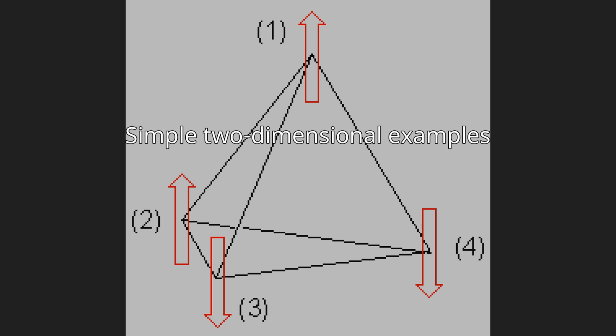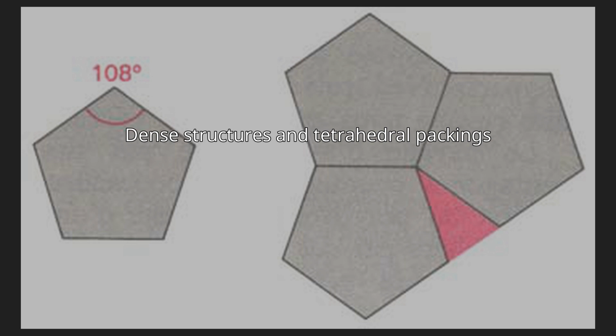The final structure, here a pentagonal dodecahedron, allows for a perfect propagation of the pentagonal order. It is called an ideal defect-free model for the considered structure. Condensed structures and tetrahedral packings.